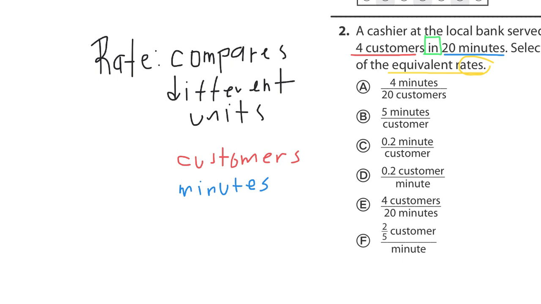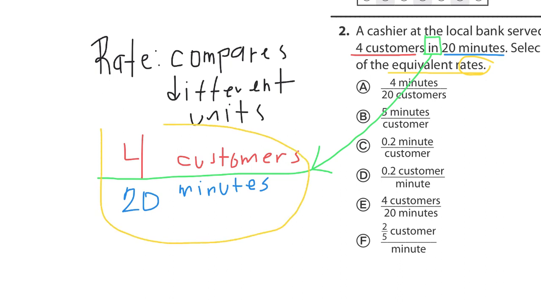Now, because of that keyword in, we know that this has to be customers over minutes. So I'm going to put 4 customers, 20 minutes, and this is the ratio that we have, right? So this is our ratio or our rate. I'm going to look for customers over minutes. This one has minutes over customers. So this one is not right.